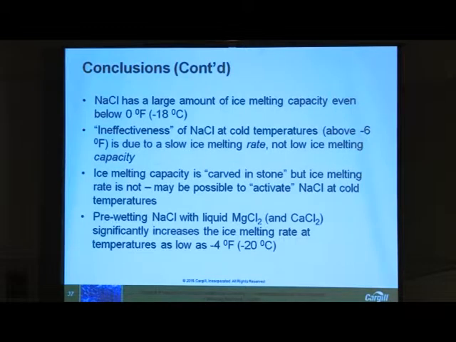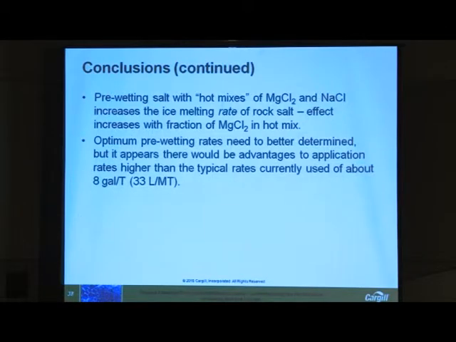One of the ways that we currently do that is with pre-wetting. We saw pre-wetting salt with liquid mag chloride. The same thing is true with calcium chloride. I didn't talk about calcium chloride, but the same thing occurs. That significantly increases the ice melting rate of salt at temperatures as low as -4 Fahrenheit. We saw that if we pre-wet salt with hot mixes, there is a benefit that is over and above just the ice melting of the liquid itself.